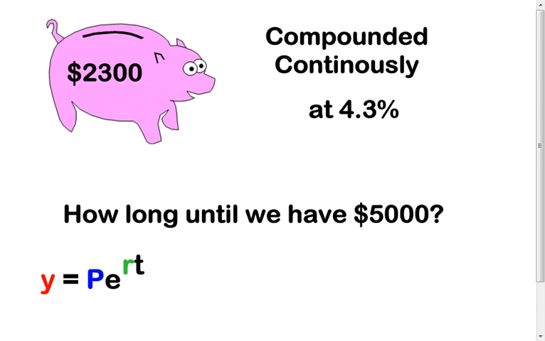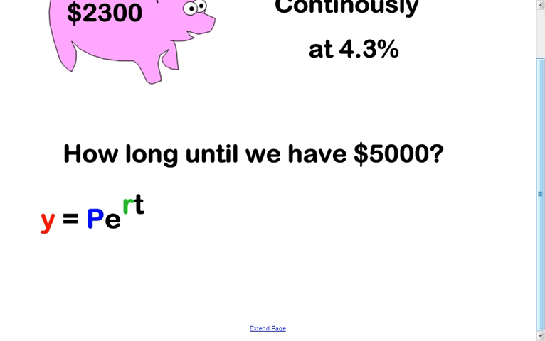So in this particular example, we are investing $2,300. It's being compounded continuously at 4.3% interest.